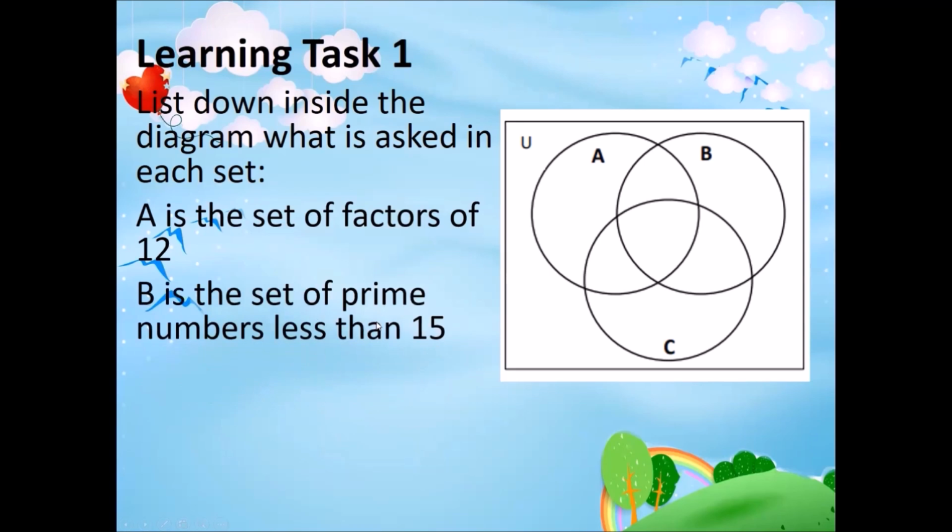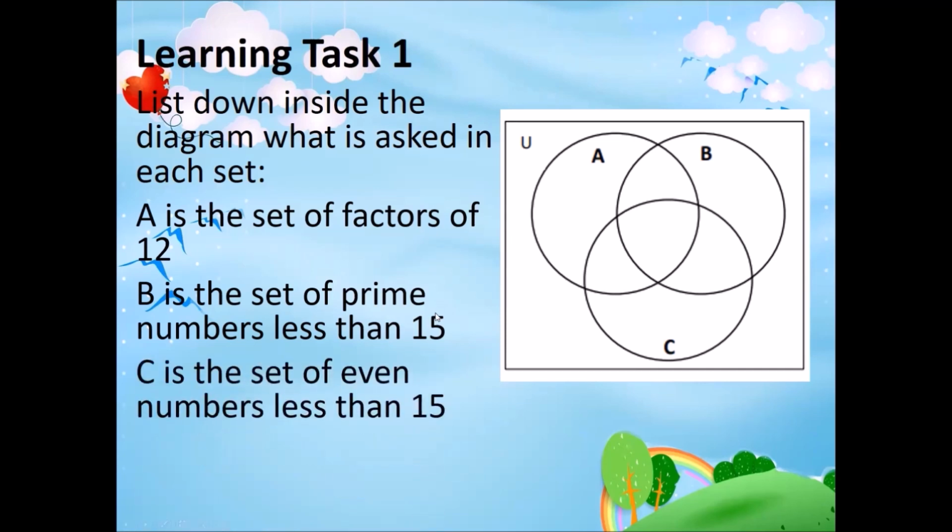Then, set B is the set of prime numbers less than 15. Hindi pwedeng bumaba ng less than 15 ang lahat ng elements na ilalagay natin sa set B, na lahat ay prime numbers from 1 to 15 or less than 15. And set C is the set of even numbers less than 15. Lahat ng even numbers na mayroon sa numbers 1 to 15 ay ilalagay natin dito sa set C.